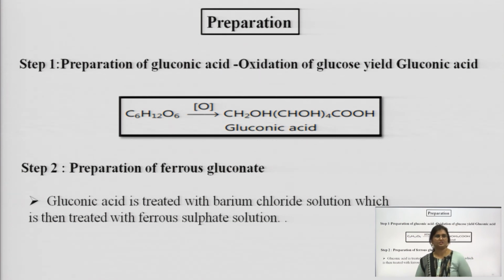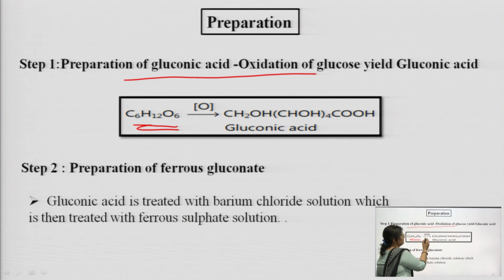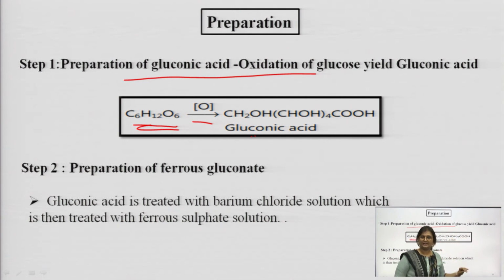When we talk about preparation of ferrous gluconate, it is prepared in 2 steps. Number 1, oxidation of glucose. One molecule of glucose is oxidized to form gluconic acid, that is CH2OH, CHOH 4 times, COOH. The aldehyde group of glucose is converted into acid, COOH, which is gluconic acid.